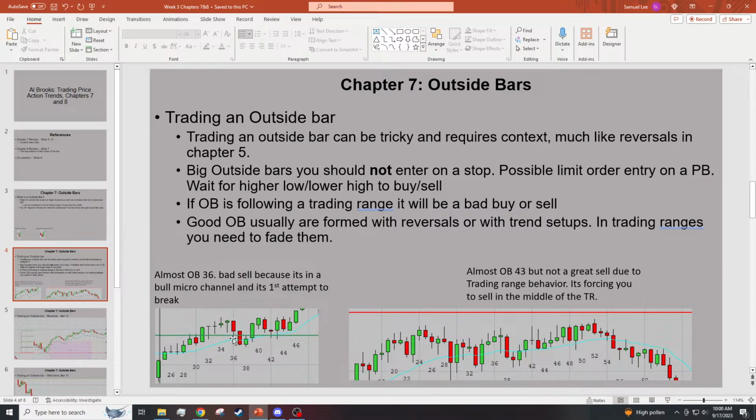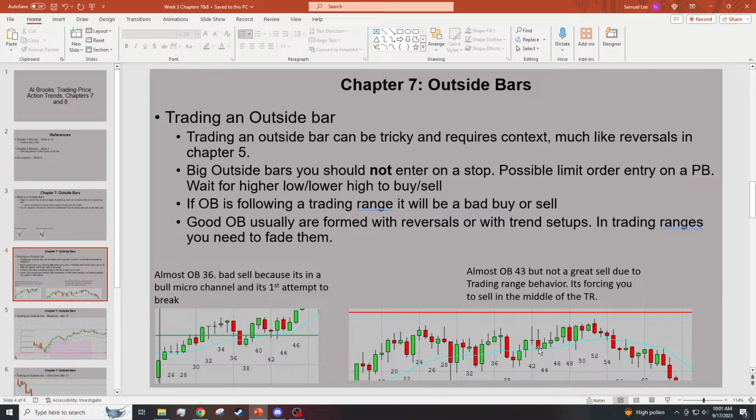Because it's forcing you to buy low in the channel trading range. And yeah, you could argue 37 had follow through, but I wouldn't sell bar 37 either. There's just too much bullishness to get a big trend reversal at the moment. Not enough bear bars. It's only 3. And then over here in this more clear trading range, almost outside bar 43.